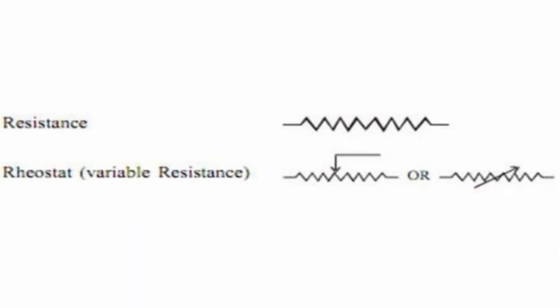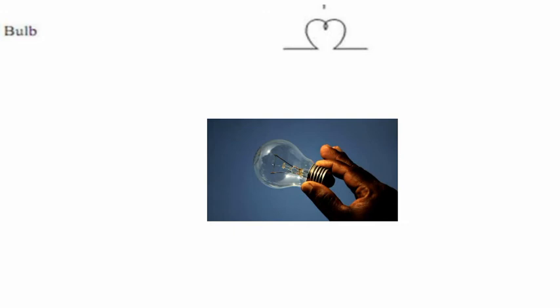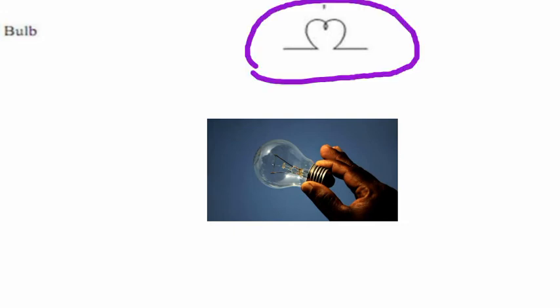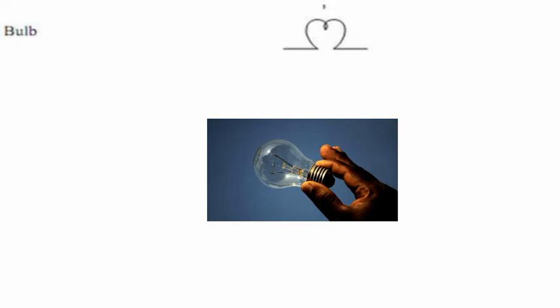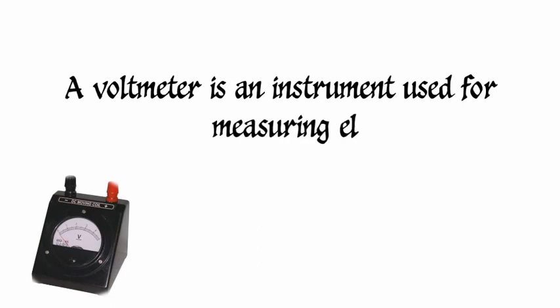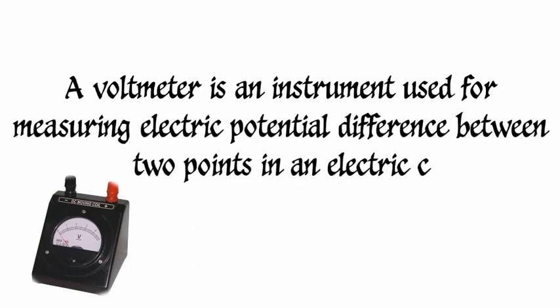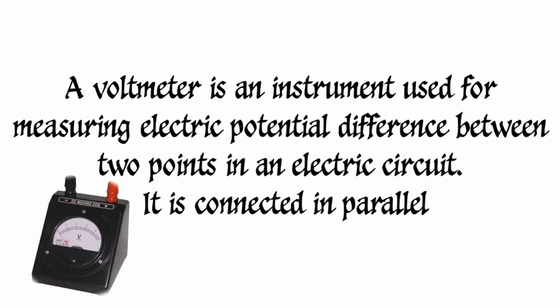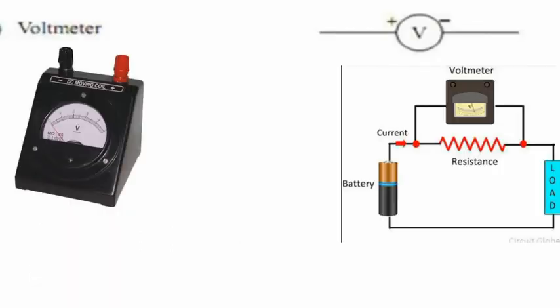And the next one is the bulb. The bulb is notated in this particular manner. In any circuit, instead of a bulb, we can use this kind of notation, just representing the filament of that bulb. Another two notations are these. One is the voltmeter. A voltmeter is a device used to measure the potential difference between any two points in a circuit, and the representation is in this way.